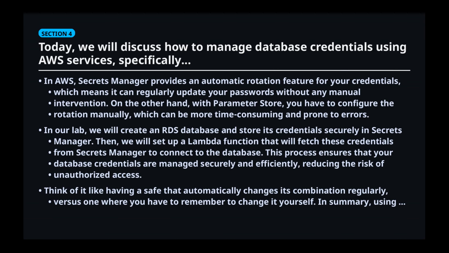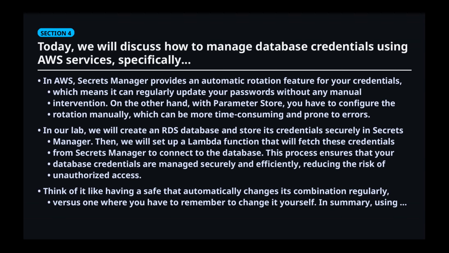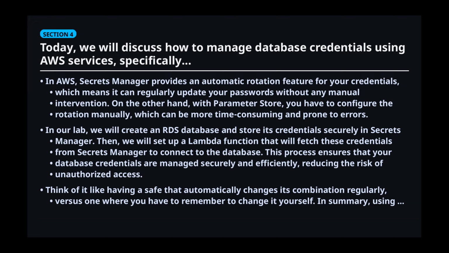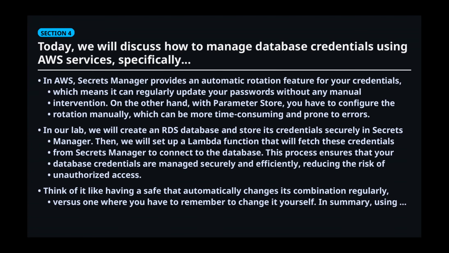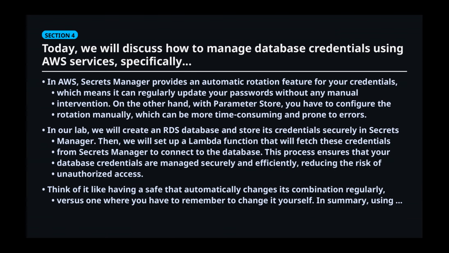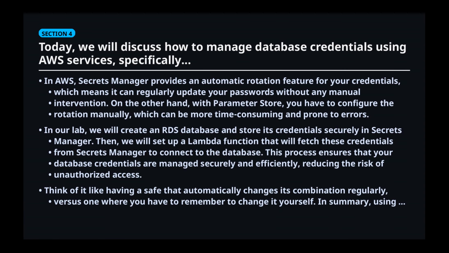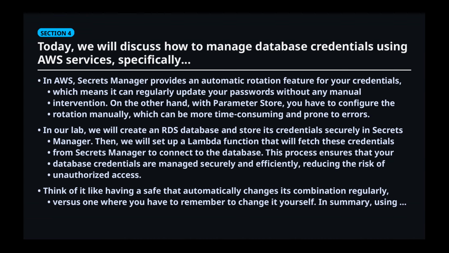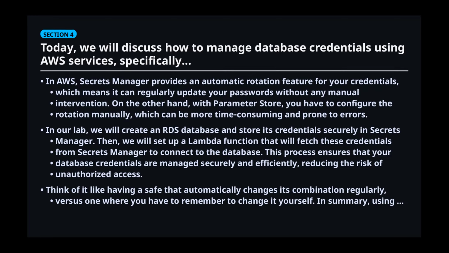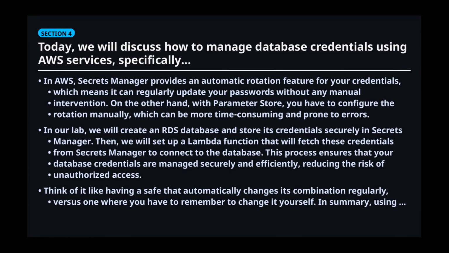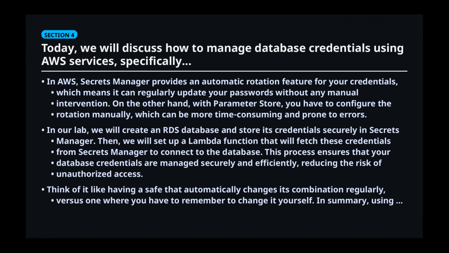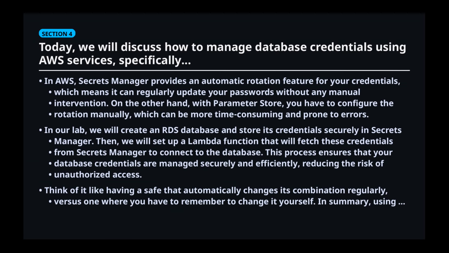On the other hand, with Parameter Store, you have to configure the rotation manually, which can be more time-consuming and prone to errors. In our lab, we will create an RDS database and store its credentials securely in Secrets Manager. Then, we will set up a Lambda function that will fetch these credentials from Secrets Manager to connect to the database. This process ensures that your database credentials are managed securely and efficiently, reducing the risk of unauthorized access.